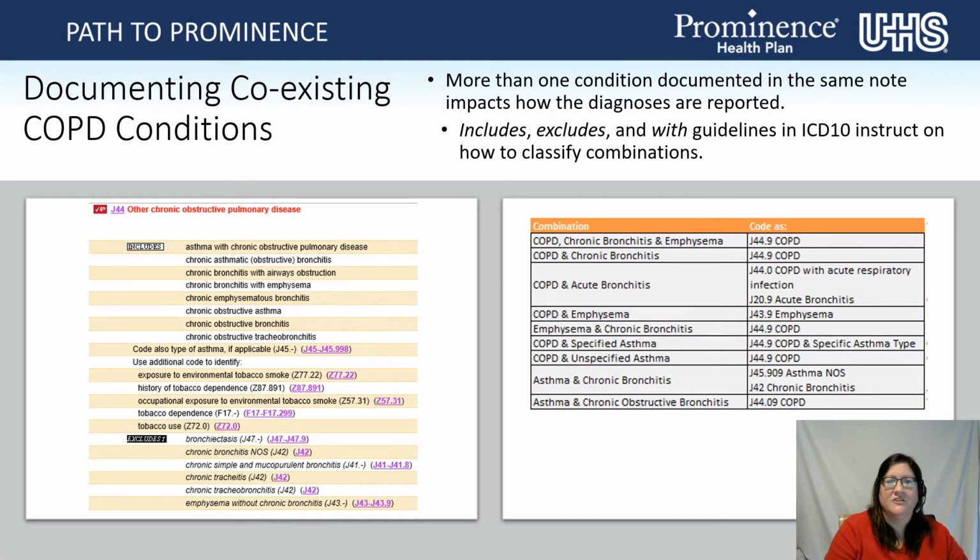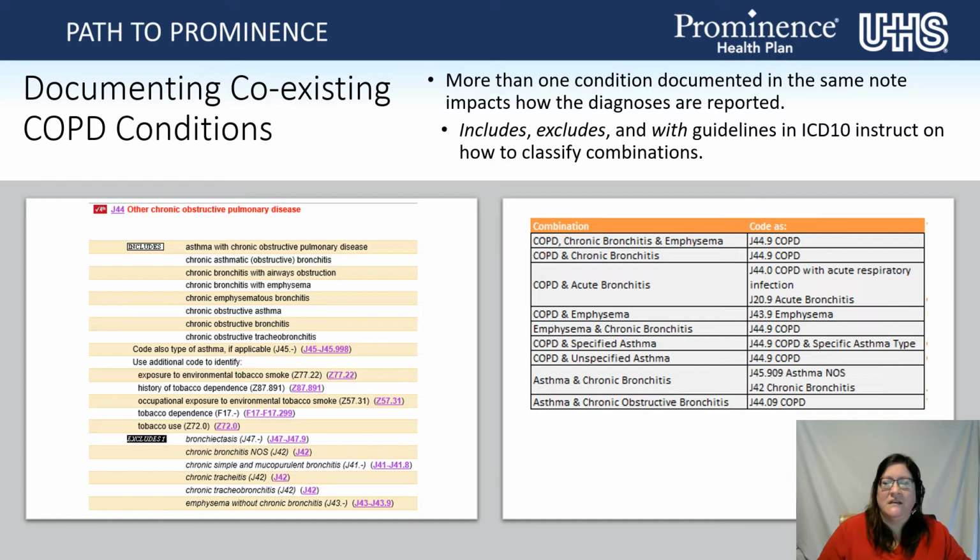Just calling out a little additional information here regarding documenting coexisting COPD conditions. More than one condition documented in the same note truly impacts how the diagnoses are reported. There are includes and excludes notes within the ICD-10 instructions on how to classify these combinations. So, for example, if I have COPD, chronic bronchitis, and emphysema, that's going to code out to J44.9 for COPD. Or if I have COPD and emphysema, it's going to code out to J43.9 emphysema as it's more specific.